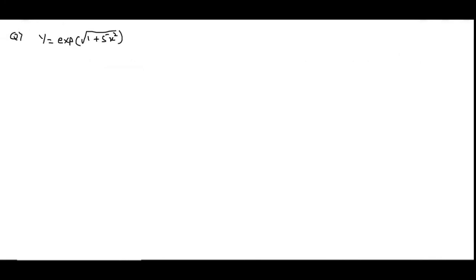Now question number 7. y is equal to exp of under root 1 plus 5x square. Now this exp also means that we have an exponential function, and this we can write as y is equal to e raised to under root 1 plus 5x square, and the rest of the procedure is the same.